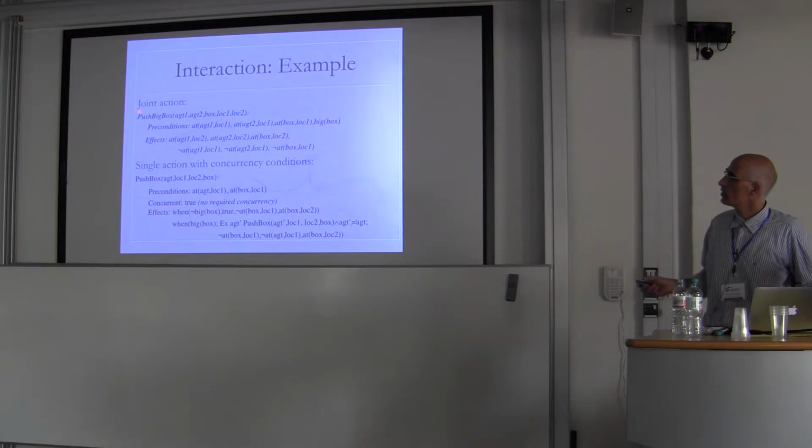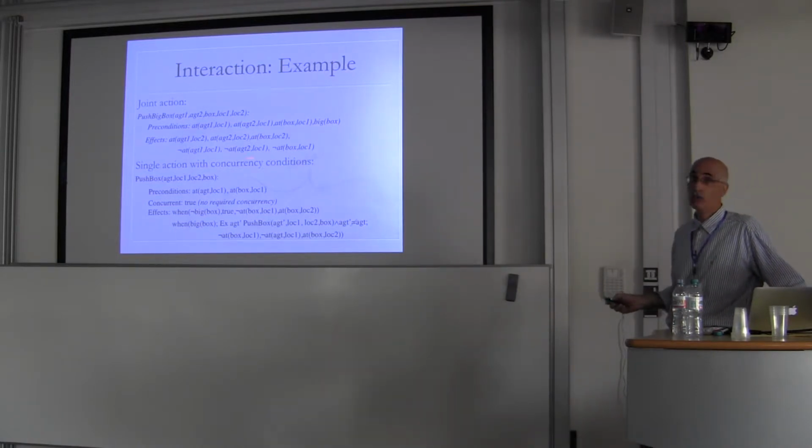So here's a joint action by the 2 agents of pushing a big box. Okay, so it has 2 agent parameters, the box, the initial location, and the goal location of the box. Preconditions are the agent's location, the box's location, the box is big, and the effect is that the agent and the box are at the new location. Okay? So it's a joint action, it describes everything about both of the agents. You can also try to describe single agent actions and make them conditional on, not as in regular conditional effects, what happened before the action was executed, but on what is happening simultaneously with the action.